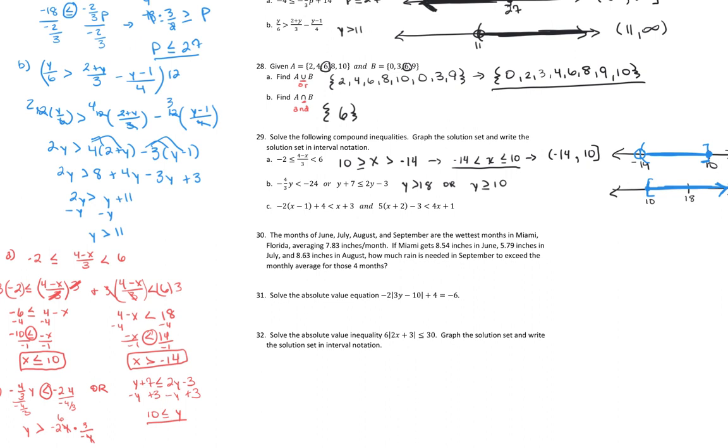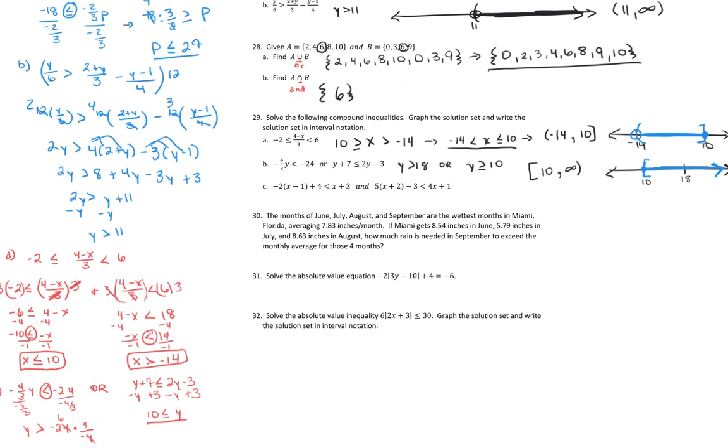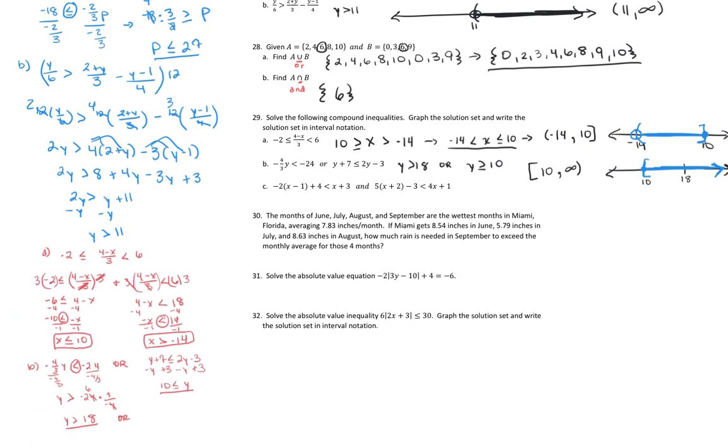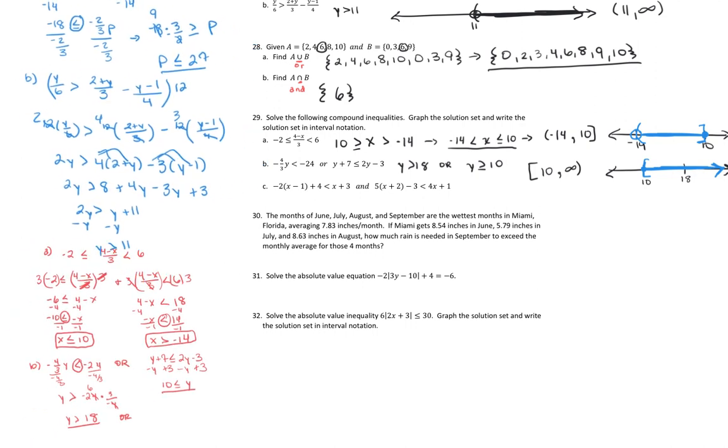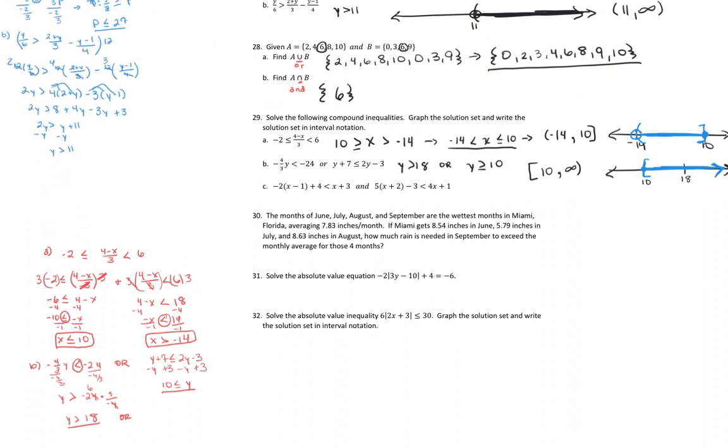So when we write this in interval, because it's an or, we would say something along the lines of from 10, in a bracket, all the way to positive infinity in a parenthesis. All right, and then the last one should be a similar process. I'm going to make this a little bit smaller, just to move this out of the way.